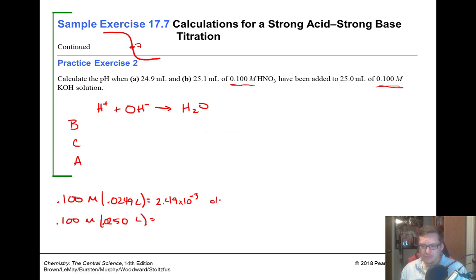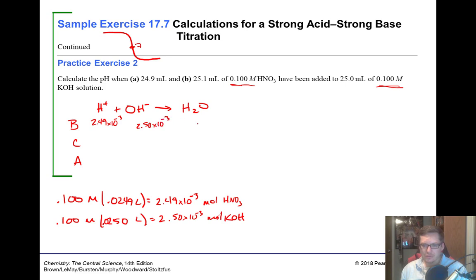Moles HNO3, and this would be 2.50 times 10 to the minus third moles of KOH. Because these are both strong and they're 1 to 1, they're going to produce one of these. So the moles of nitric acid is equal to the moles of H plus. So that'd be our 2.49 times 10 to the minus third. And this will be 2.50 times 10 to the minus third.